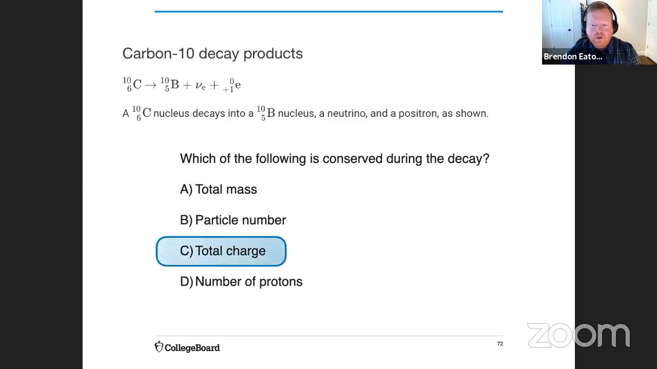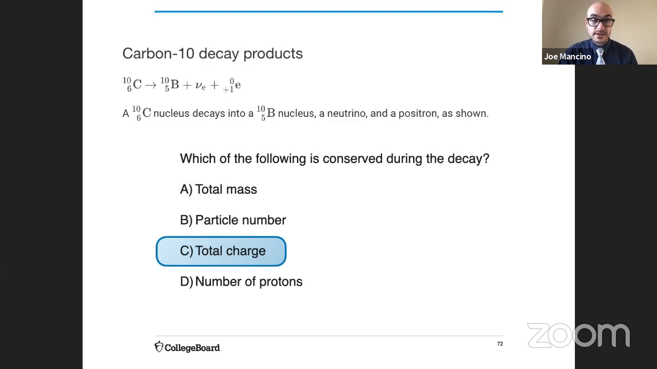That's something that we touched on earlier, that the total charge is going to remain conserved in a decay. But in a nuclear reaction, particles lose mass. The end result is always a lower mass than the beginning. The number of particles can change. One nucleus can become several particles. And the number of protons is not necessarily the same after a reaction.